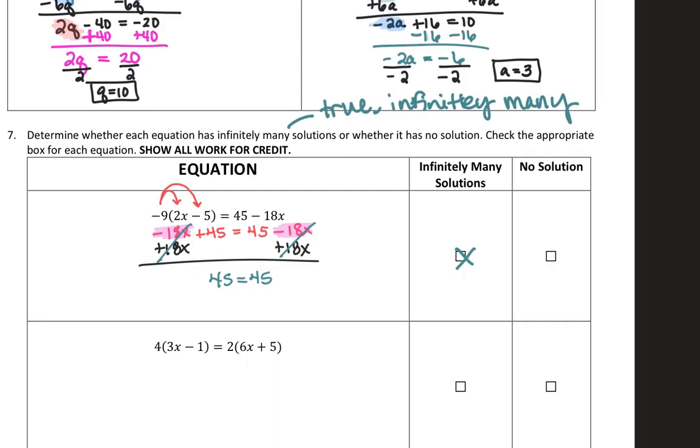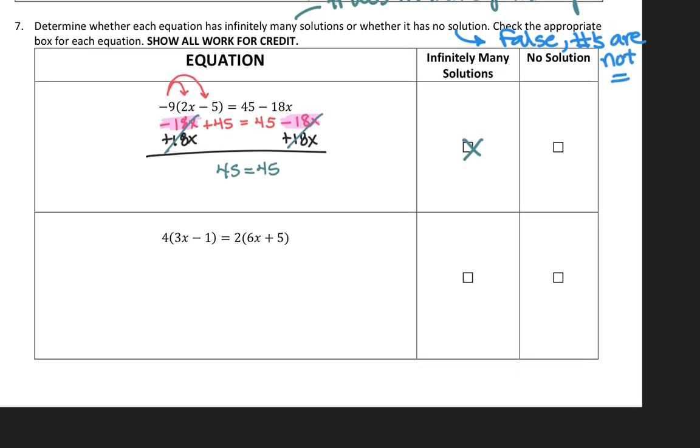Now, when it's a false statement, you have no solution. This is when your numbers are not equal. Okay? All right, so get the next one.